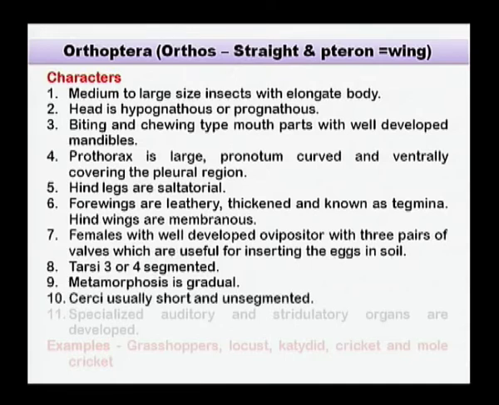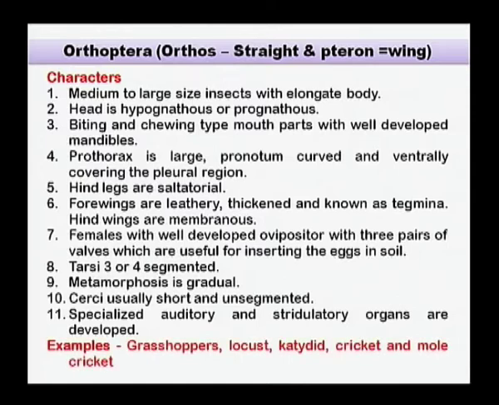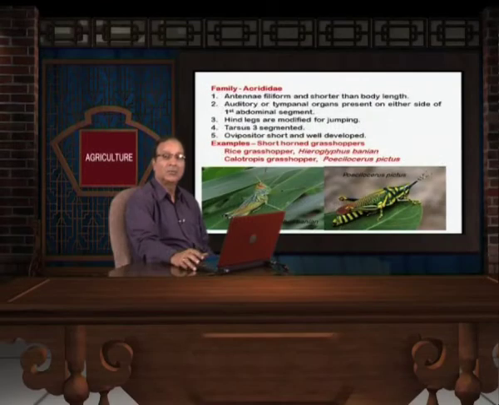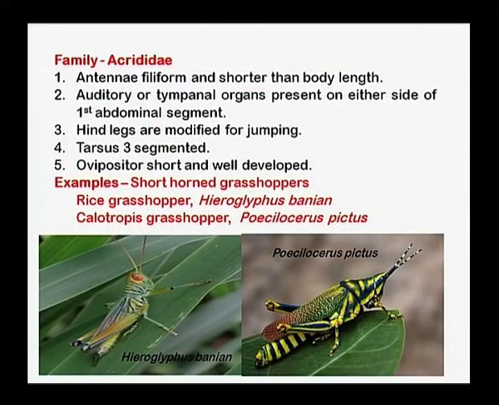Cerci are very short and unsegmented. Special auditory organs are present and they are very well developed. The best examples under the order are grasshoppers, locusts, crickets, and mole crickets. Now, the order Orthoptera is divided into different families.